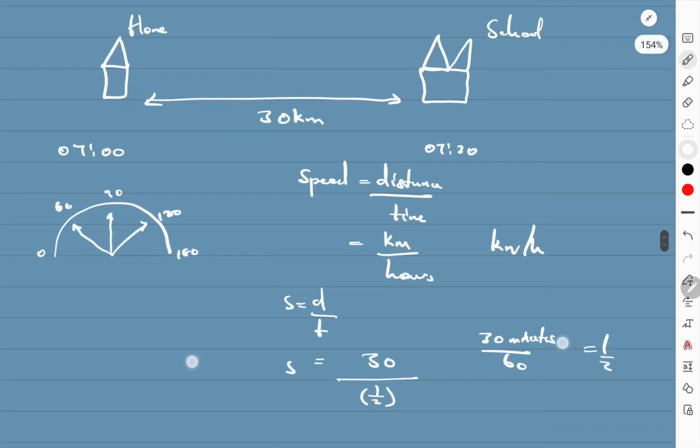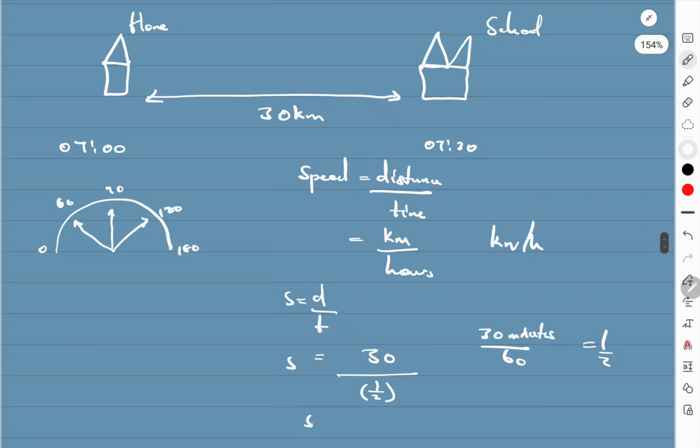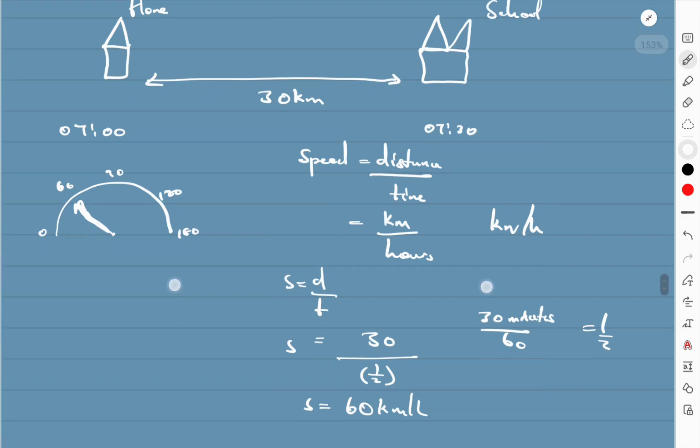And what is 30 divided by 0.5? The answer is going to be 60 kilometers per hour. It means from the speedometer, right, my speed should be exactly here. It should point here so that exactly at 7:30 you are at the school gate if you leave your home at 7 a.m. and if the distance from your home to school is 30 kilometers, right?